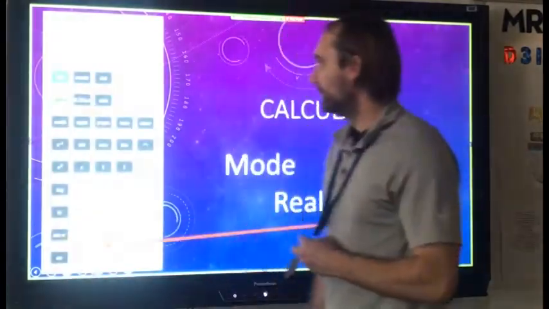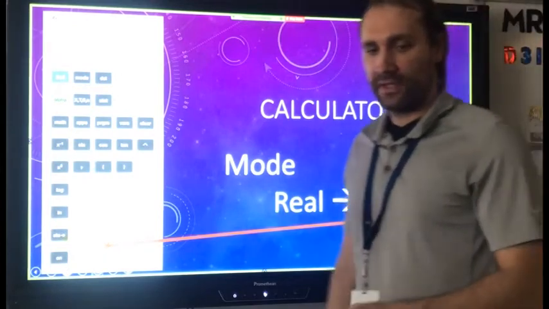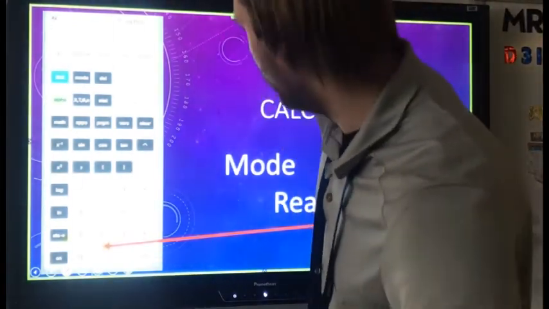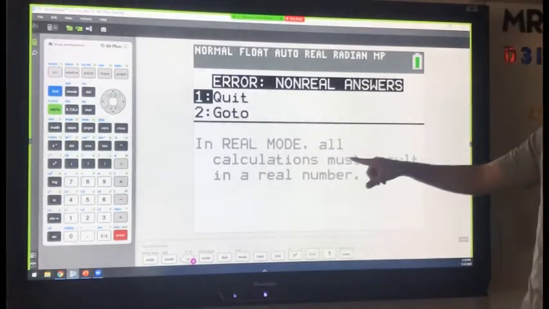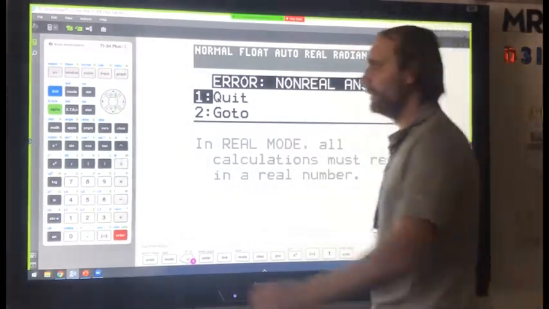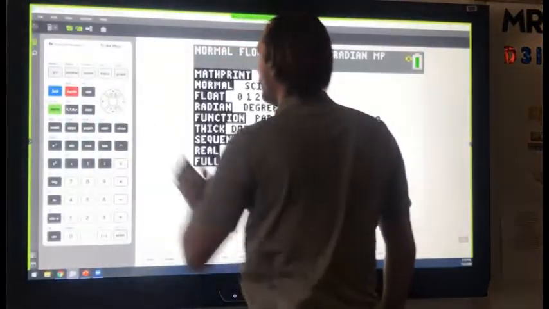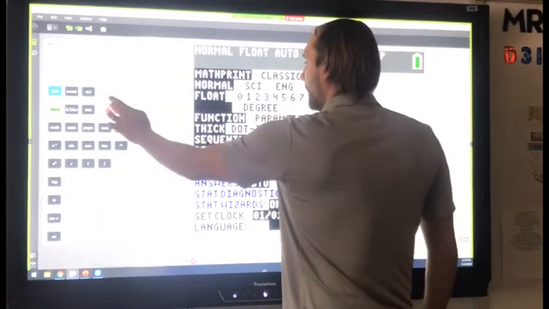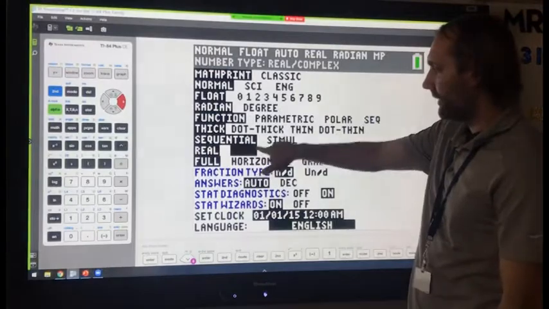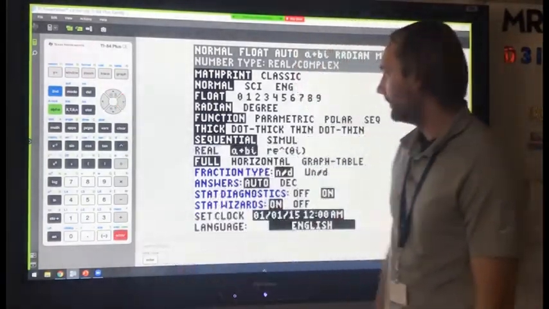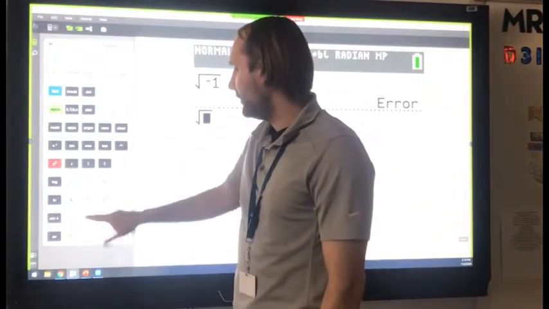Now you're in luck. Not only are you in the 21st century and you have 3D maps that you can visualize, but we also have a nice graphing calculator. So as you see here, this says what? In real mode, all calculations must result in a real number. Well, if I go to mode and scroll down here, I'm in real mode, but if I set it to complex numbers, I can work with complex numbers.